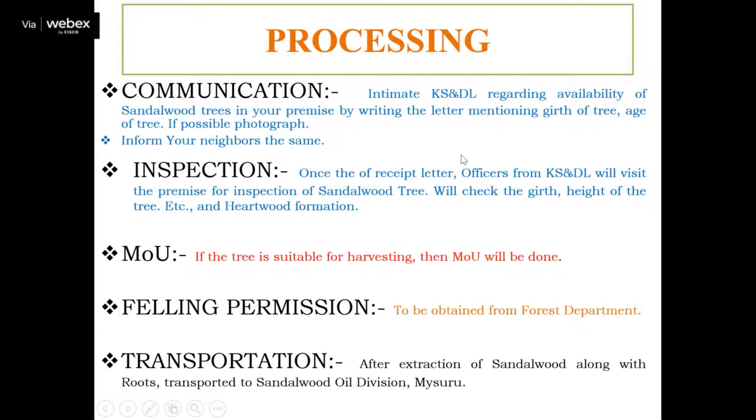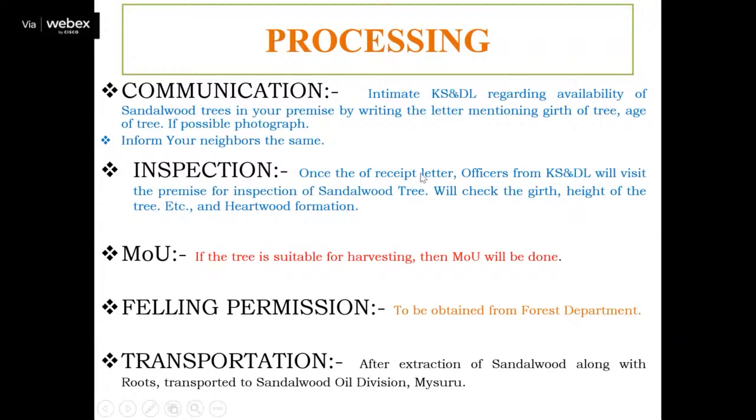And now see how we are procuring rough sandalwood from farmers. First, the farmers intimate the KSDL regarding availability of sandalwood trees in their premises by writing a letter mentioning the girth of the tree, age of the tree, and if possible, a photograph also. And they should inform their neighbors also about the availability of sandalwood. Once we receive the letter, officers from KSDL will visit the premises for inspection of the sandalwood tree, and they will check the girth, height of the tree, etc.